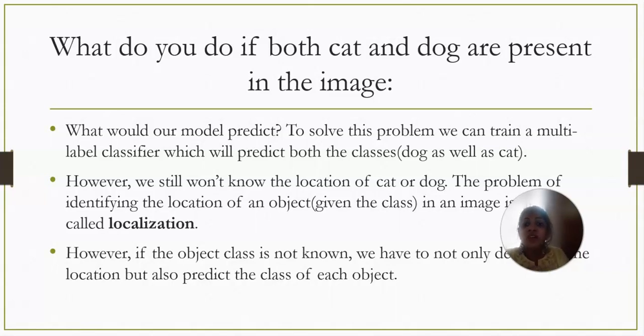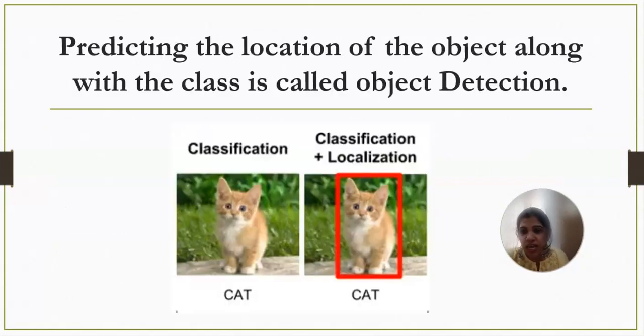Then also the problem, where is the location of the dog? How will the architecture know? The problem of identifying the location of the object inside the image is called localization. So even if the object class is not known, we have to not only determine which class it is, but also predict the location. So there comes the problem of image classification, and there comes the detection. This is the difference between object detection and classification: predicting the location of the object along with the class.